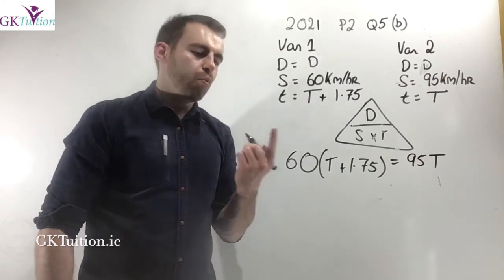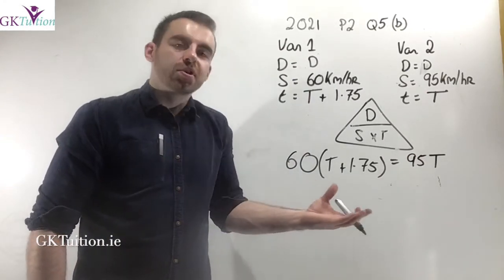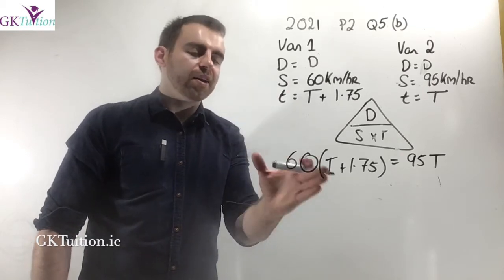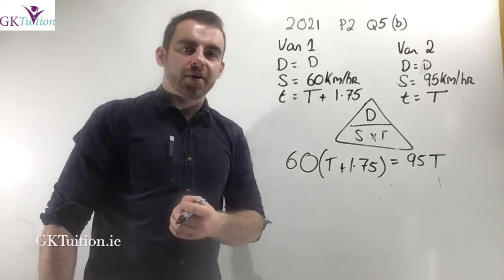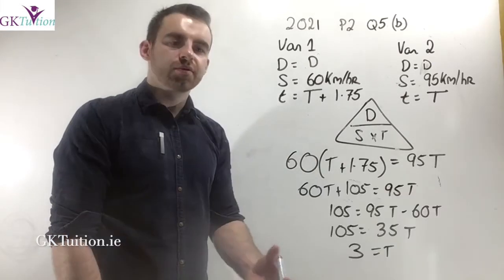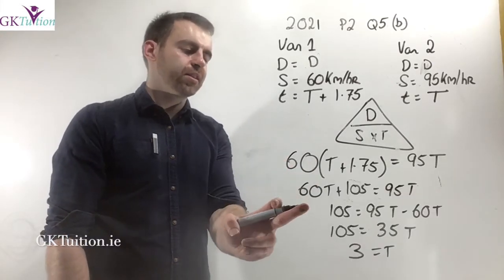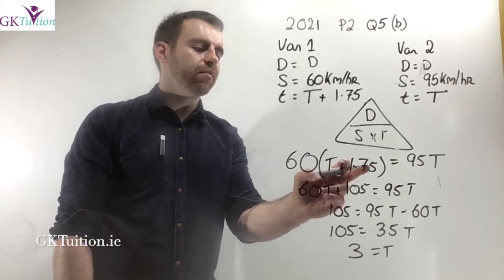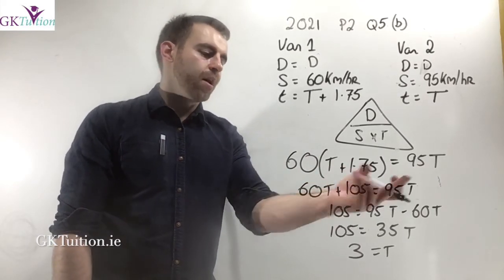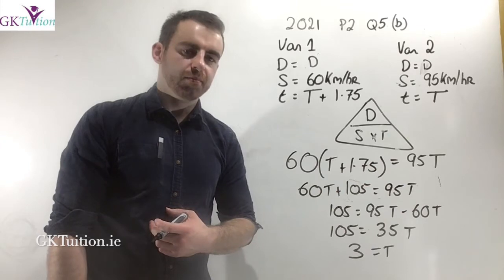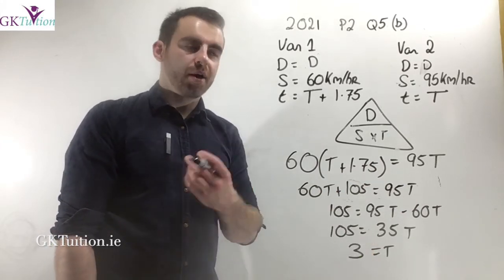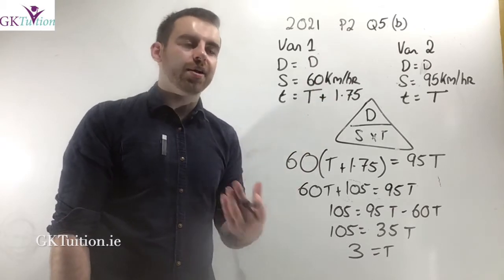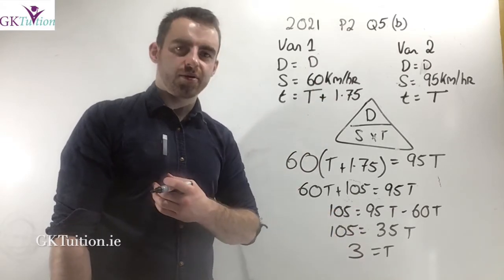You'll notice here I've got one equation and one unknown. I'm just going to multiply this out and solve to find the value for T. Then I'll know how long it took for the journey, and then I'll be able to figure out what time they both arrived. So it's very straightforward here. 60 by T is 60T, 60 by 1.75 is 105. And the right hand side is already 95T. When we solve this, we end up working out that T is equal to 3. And remember, the units we're looking at here are hours. So T is obviously 3 hours.